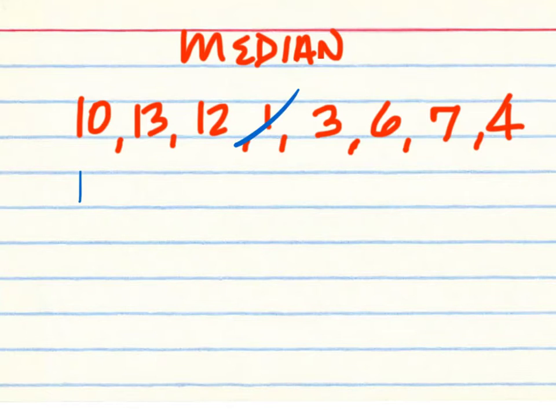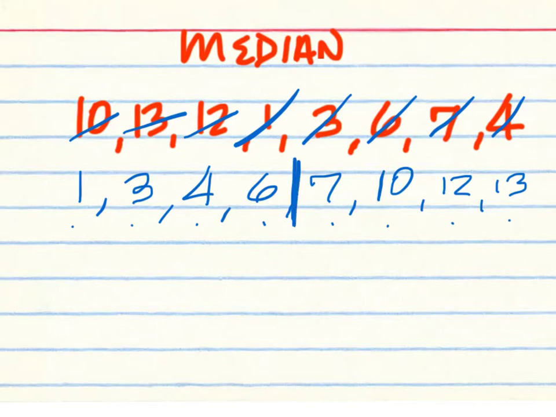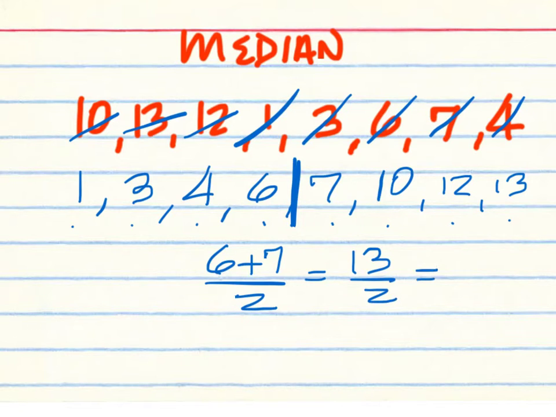Put them in order from least to greatest. So we have 1, 3, 4, 6, and 7. And then 10, 12, and 13. We have a total of 1, 2, 3, 4, 5, 6, 7, 8 numbers. So if I go to here, that gives me 4 numbers on the left and 4 on the right. 6 plus 7 divided by 2 is 13 divided by 2, which is 6.5.